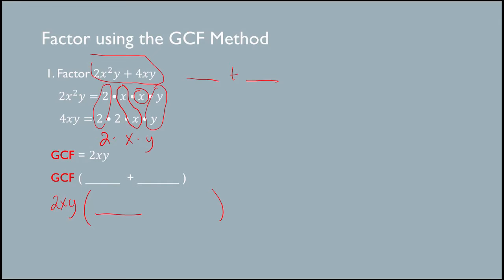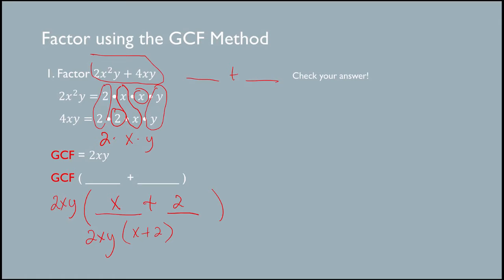2 times x times y leaves just x for that term. In the other term, let's see what gets left behind. Looks like a 2 got left behind, so that goes here. Now to see whether or not we've got our answer all factored. Is 2xy times x plus 2 our answer?